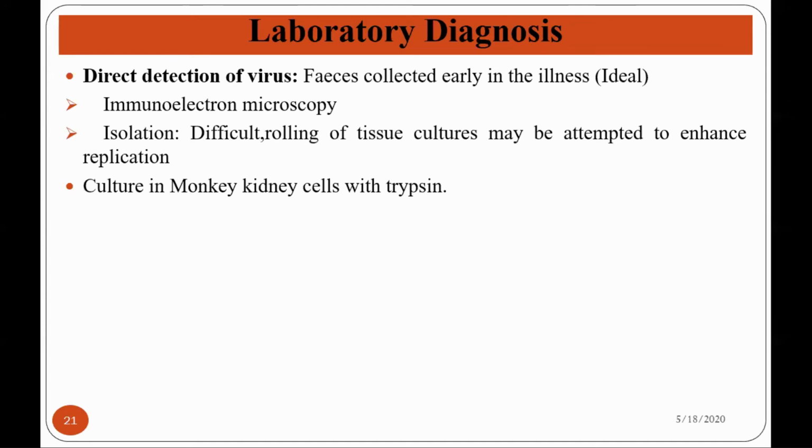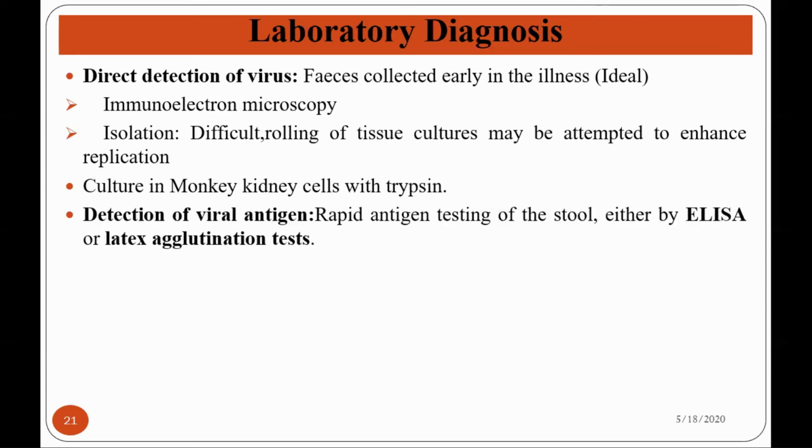To culture these rotaviruses in these green African monkey kidney cells, we have to add a little amount of trypsin. This trypsin will cleave the viral proteins, viral glycoproteins, and it promotes the growth of these rotaviruses. In the stool specimen of the infected persons, viral antigens can also be detected by ELISA or latex agglutination. RT-PCR can be used to observe the viral RNA genome.